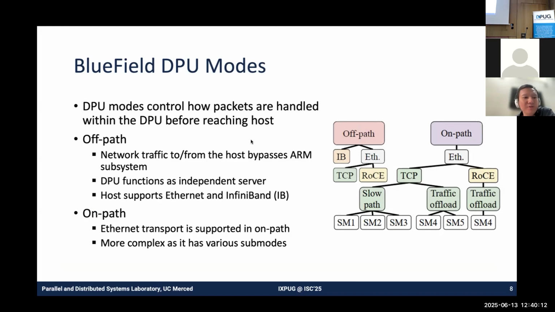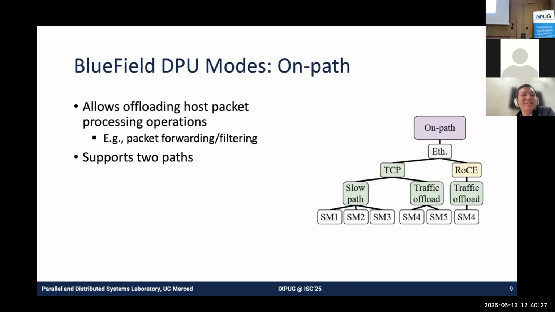And for the on-path mode, Ethernet transport is currently supported for the on-path mode only, for BlueField DPUs. And it's more complex, so that's why I cannot discuss this one in this single slide. I have to use multiple slides to discuss on-path mode separately. So first of all, on-path mode allows offloading host packet processing operations, such as packet forwarding or filtering.